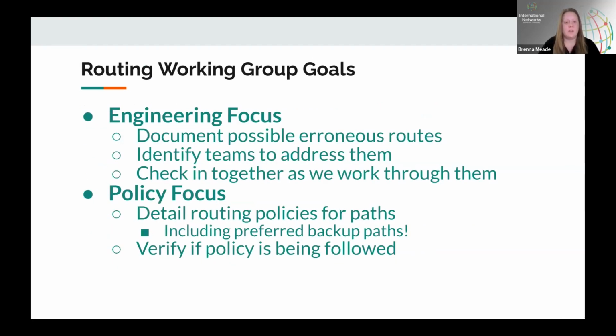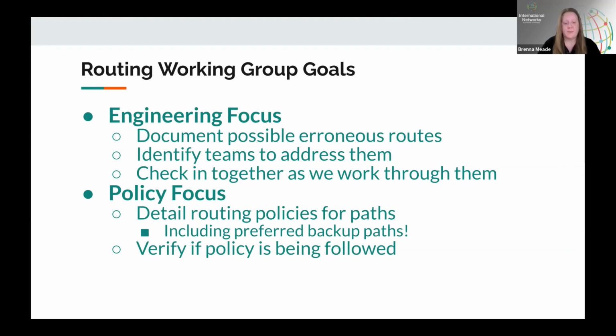We have two primary goals as the routing working group. This year, we're definitely going to be focusing a little bit more on the policy focus, but to start, we have the engineering focus, which is to document possible erroneous routes, identify teams to address them, and check in together as we work through them. So we are actively doing this with our 18 cases, identifying the teams to address them, and then we have monthly meetings to check in on the progress of these cases as we work through them together. A lot of the engineering work is actually done over Slack or email, but we do check in monthly as to how those cases are going and what the next steps are.